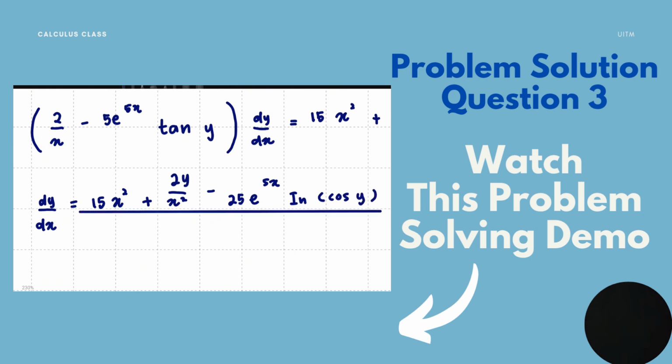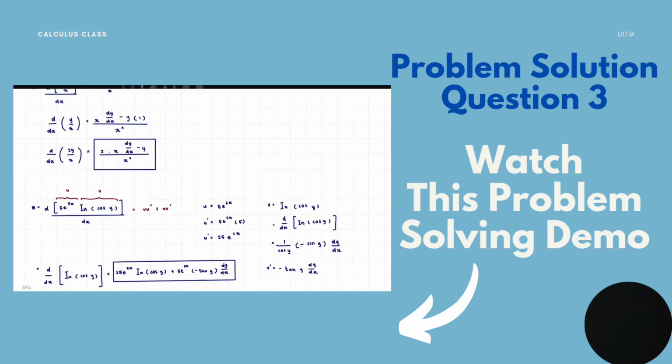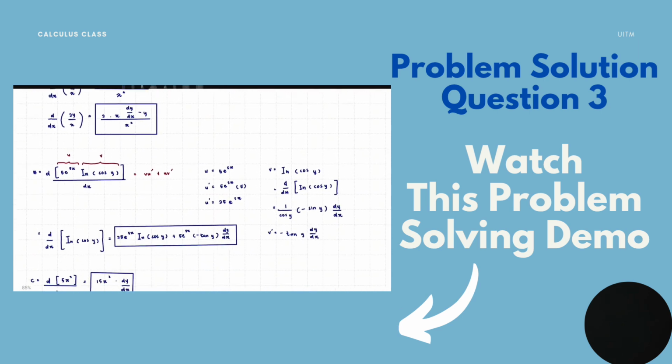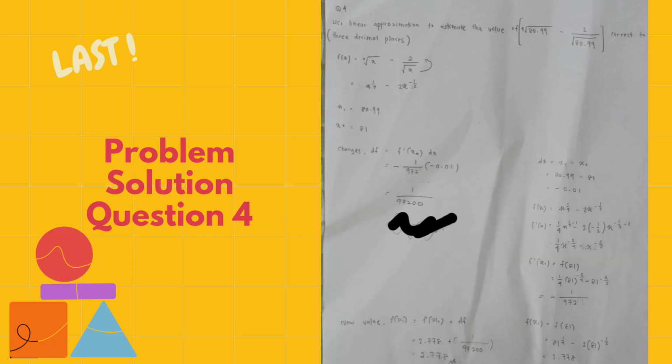So for the next question, it's given 2y over x plus 5 ln 5x ln cos y equal to 5x^3 plus 2. So we have to find dy over dx using implicit differentiation. Then, using linear approximation to estimate the value of the expression square root of 80.99 minus 2 over the square root of 80.99, correct to 3 decimal places.